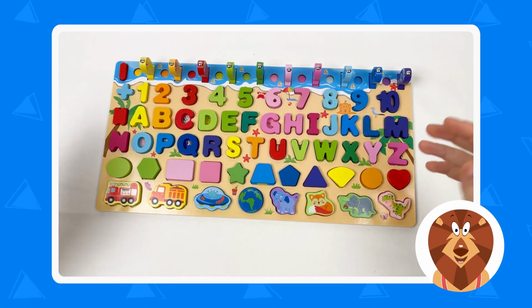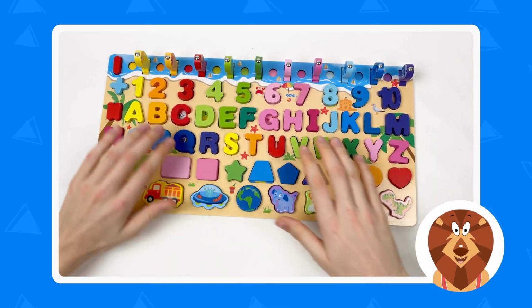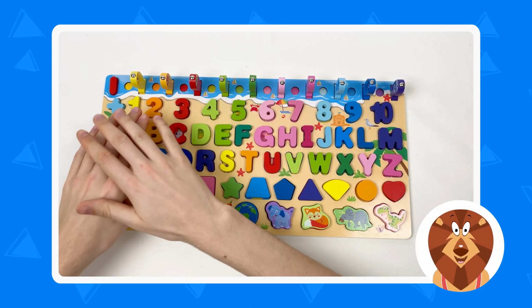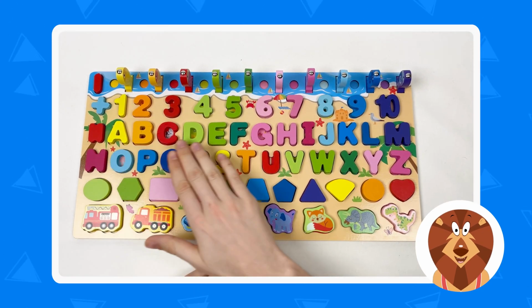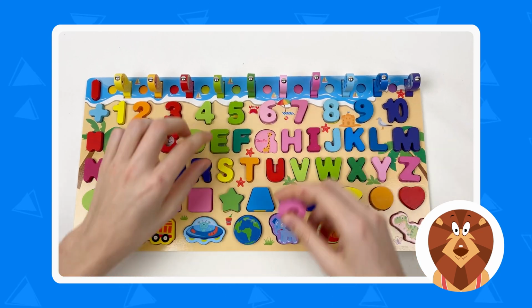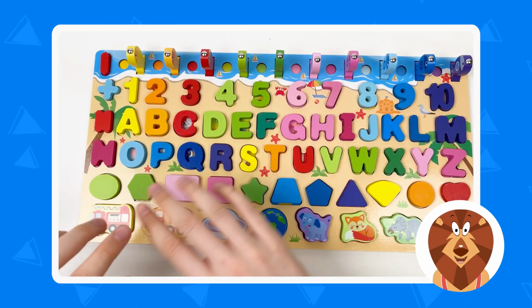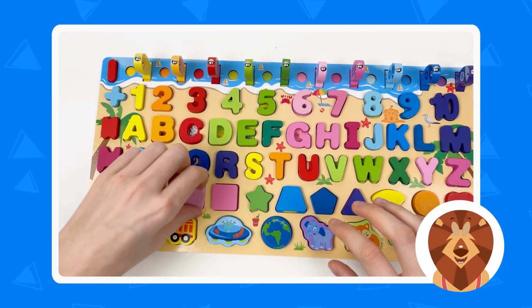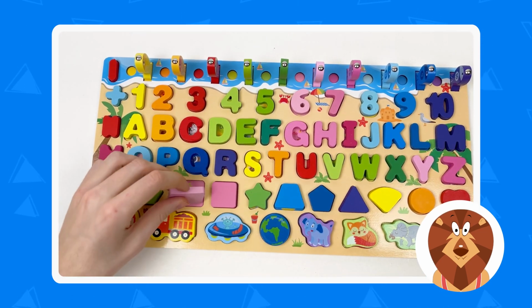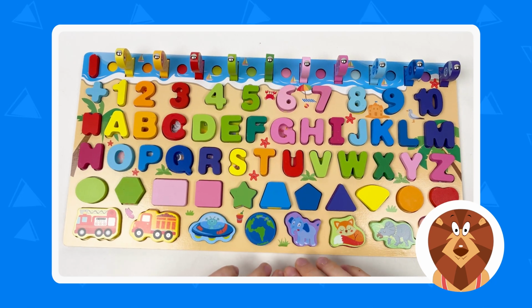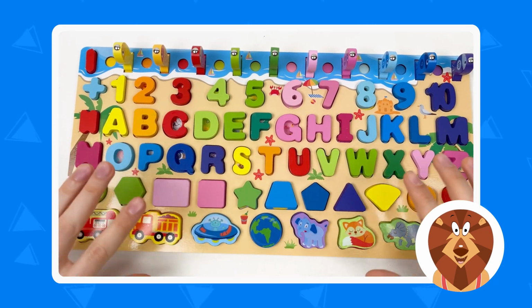Hello, kids! Today we're going to learn how to count the numbers, the colors, the animals behind those letters, the alphabet, the fruits, the shapes, and everything else.